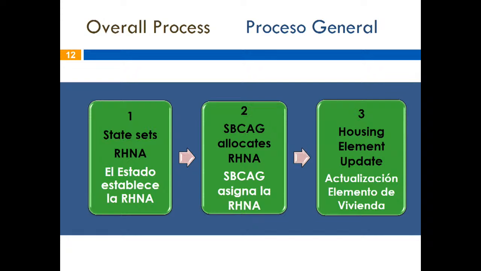SBCAG adopted our current RHNA plan in July of 2021, and since then, the county and cities have been working to update their respective housing elements to accommodate their RHNAs. The county's housing element update, which again addresses only the unincorporated areas of the county, must identify potential housing opportunity sites and, as necessary, rezone sites, and consider new policies and programs to facilitate additional housing.